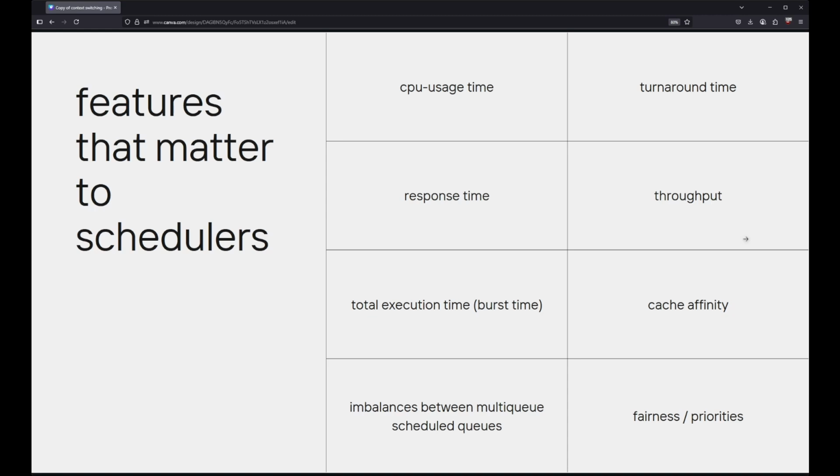Cool. Okay, so features that matter to schedulers. There's a lot of these features, so we'll go through them. So firstly, CPU usage time. Like I said at the start, we want our processes to be proportional, right? So we want them to have roughly similar usage times, given that they all have equal time slices in that sense. We also want processes that run on the CPU to have a large turnaround time. By turnaround time, we mean the time taken for the CPU from start to finish to actually complete our process, to complete our task.